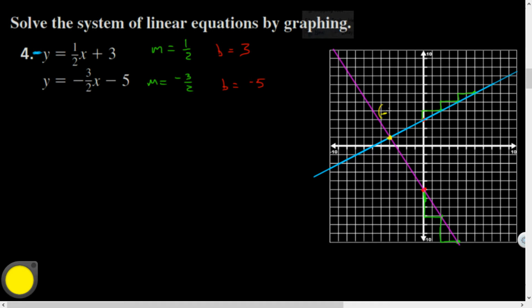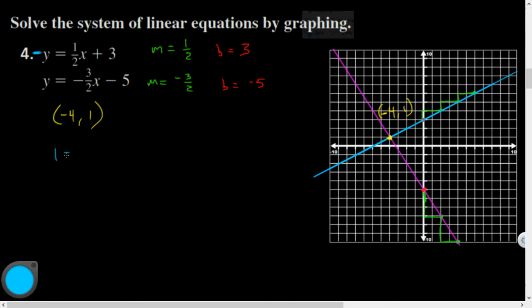-4, 1. Lovely. -4, 1. So that's our suspected solution. Now, what if it was actually -3.9, 0.998 or so? That's also possibly the case. That's where graphing is not always the most accurate way of doing this. But let's do a check just to find out.